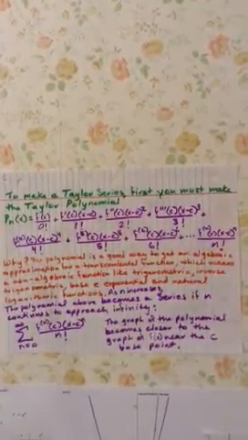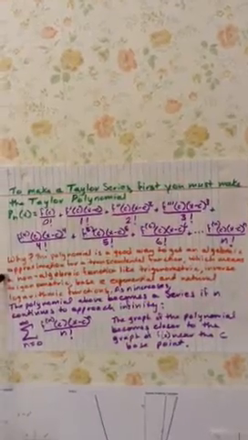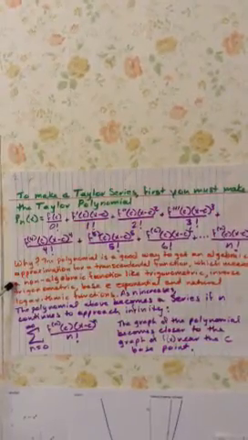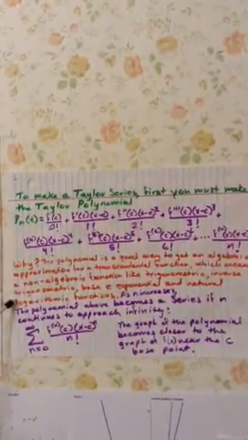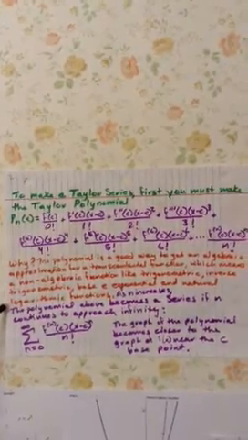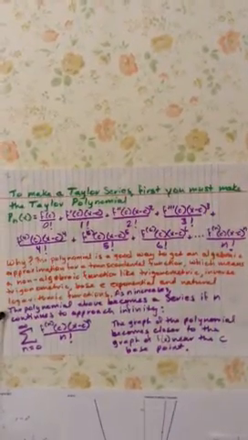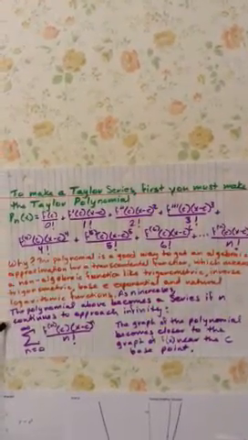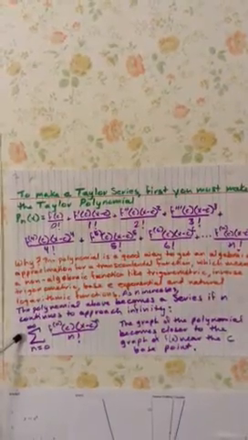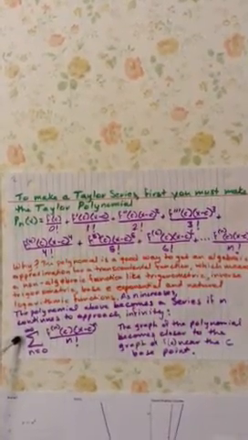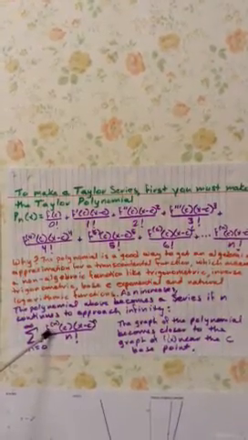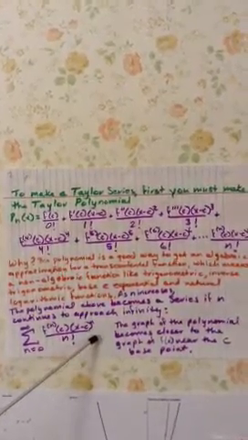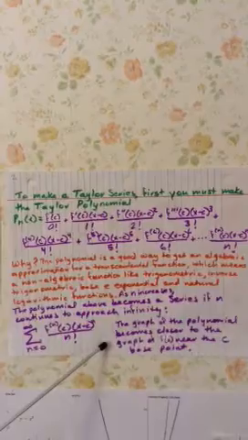Why? The polynomial is a good way to get an algebraic approximation for a transcendental function, which means a non-algebraic function like trigonometric, inverse trigonometric, base e exponential, and natural logarithmic functions. As n increases, the polynomial above becomes a series if n continues to approach infinity. Here's the series: the summation as n goes from 0 to infinity of the nth derivative of f at c times x minus c to the n over n factorial. The graph of the polynomial becomes closer to the graph of f of x near the c base point.